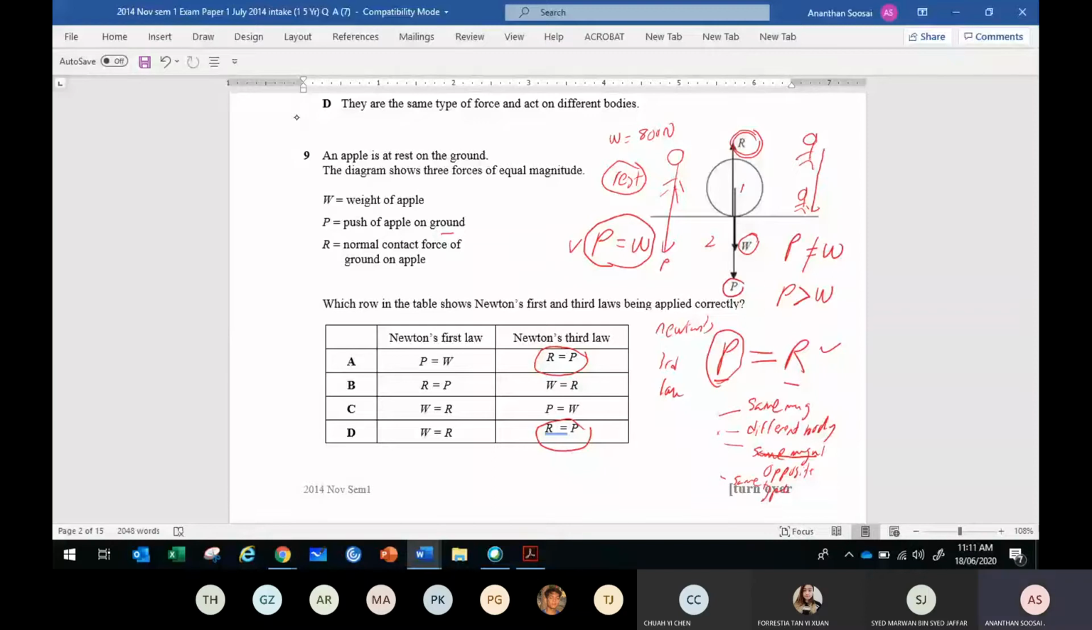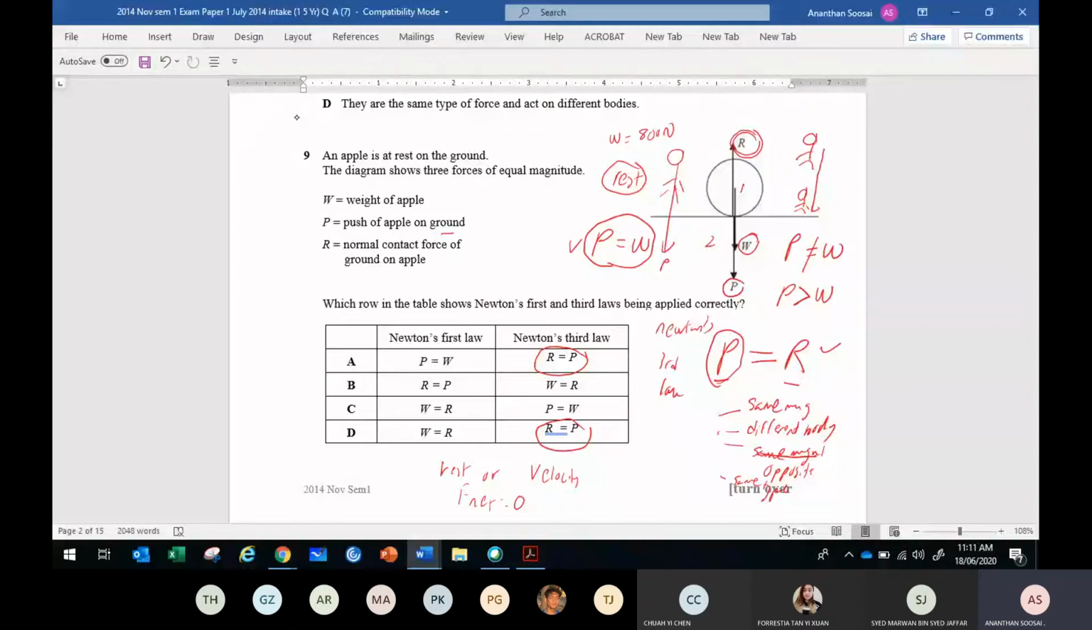Okay, now go for the first law. Newton's first law says what? An object will be at rest or move with constant velocity, right? Constant velocity, if the net force is 0. So, which applies Newton's first law?